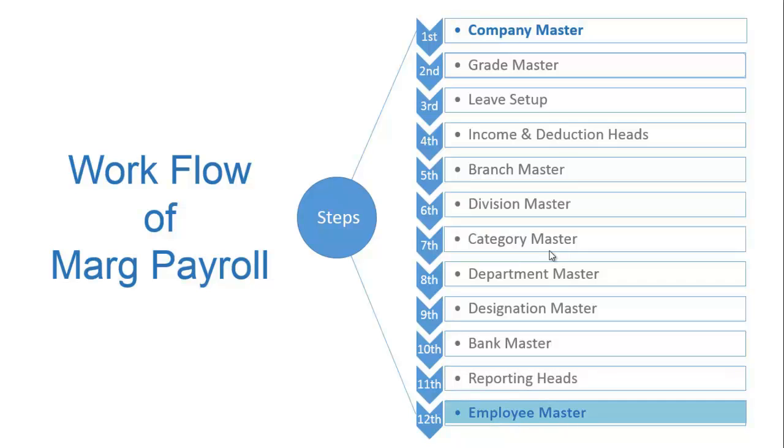Employee master. Now, when we get over with all the above masters, the employee master will automatically get activated. In this, we maintain the whole information regarding the employee, like his address details, organization details, salary structure, family and nominee details. All these details are to be saved in this employee master through this software. Now, let's move on to the demonstration of this software.